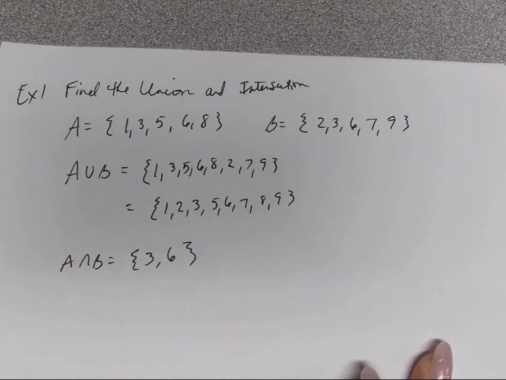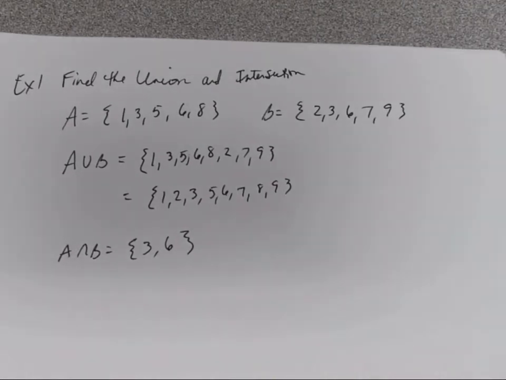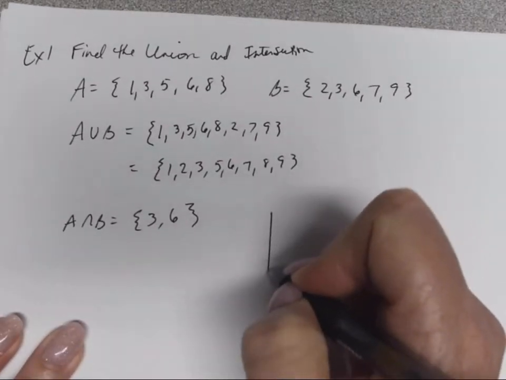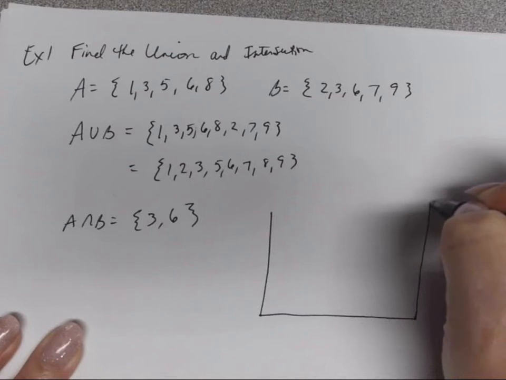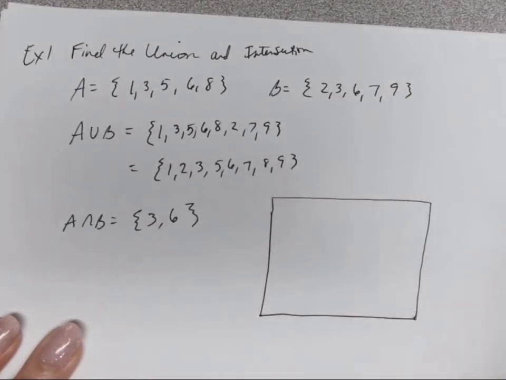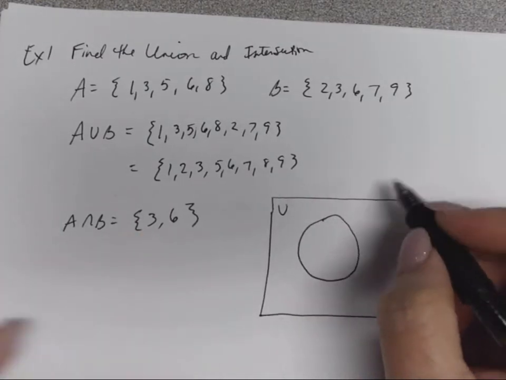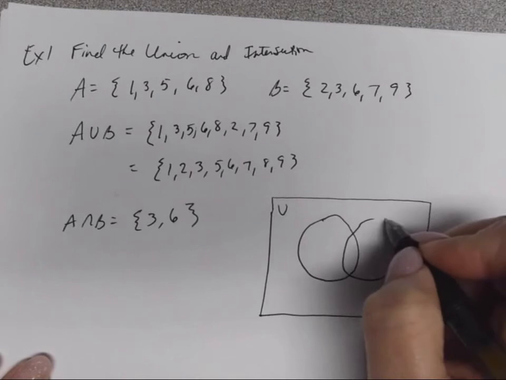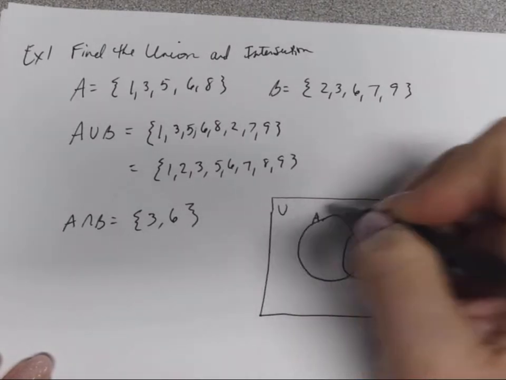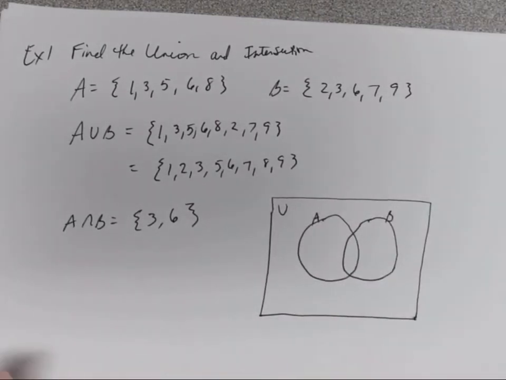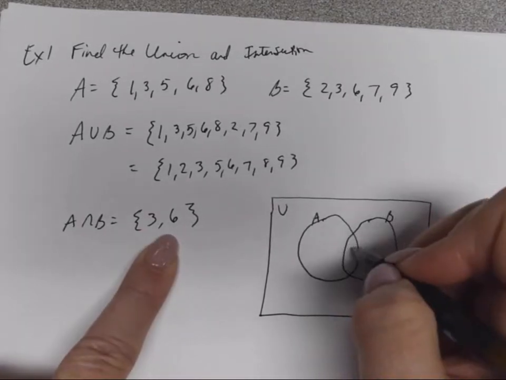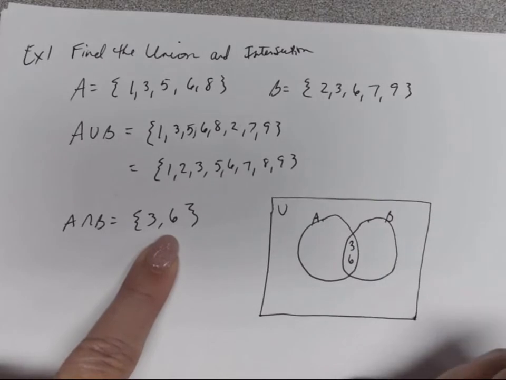All right, so let's now take this and draw a Venn diagram. So if we want to draw a Venn diagram of this, we're going to draw our box with our universal set. And we're going to draw 2 circles. We know they overlap because they have an intersection here. And we have set A and set B. Now what goes in the center is what is overlapping, which is the intersection right here. So 3 and 6 go here.